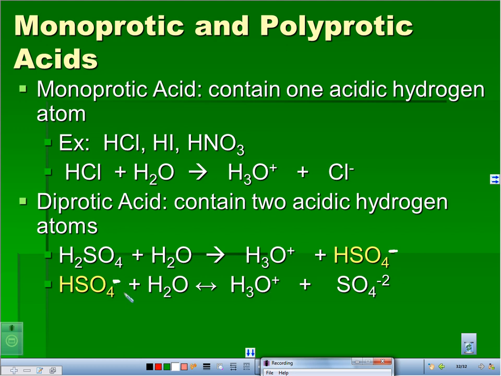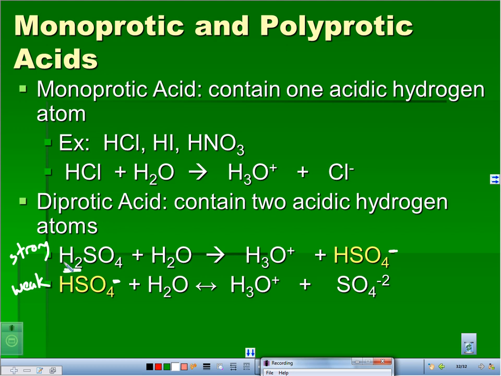So, which one do you think is strong? Which one do you think is weak? The top equation or the bottom? What's that? Top is strong. Why, Cody? Yep. And how do you know 100% goes to the right side? Because of the one arrow again. Yep. So this one arrow tells me that 100% of this first hydrogen is released.